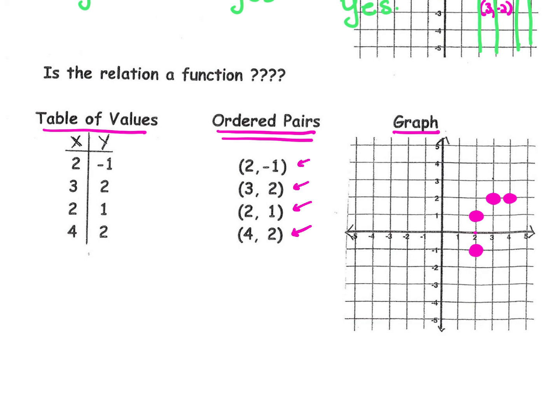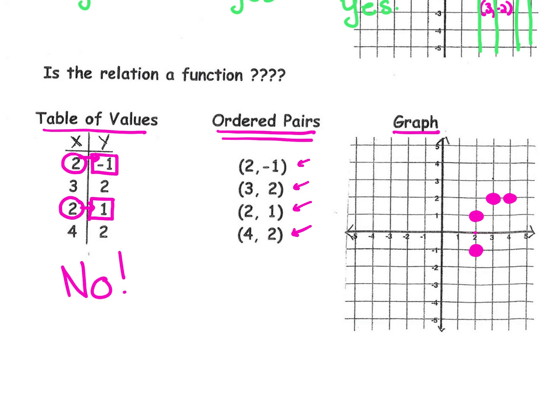If you look at your input values, you see we have here an input of 2, and it outputs a value of -1. But later in the table, we have the same input, and it outputs a different value for Y. 2 cannot have two different favorites or two different output values. Right there, we know that this relation is not a function. No, this is not a function.